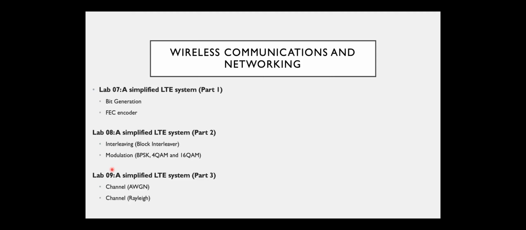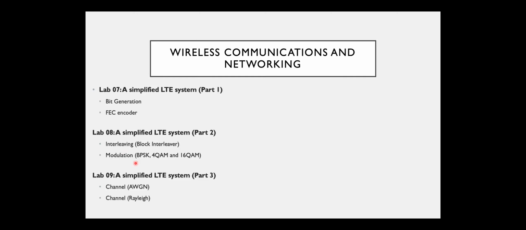how the bits are generated, and then the FEC encoder. Don't worry about the FEC encoder for now. When we are doing it, I will explain all the details about the FEC encoder. It is the channel encoder. And in lab 8, again it is stage by stage. After the FEC, it will go on to the interleaver. The interleaver again takes care of the signal so that less and less error is generated. So it reduces the errors. And then you are giving it to the modulation part.